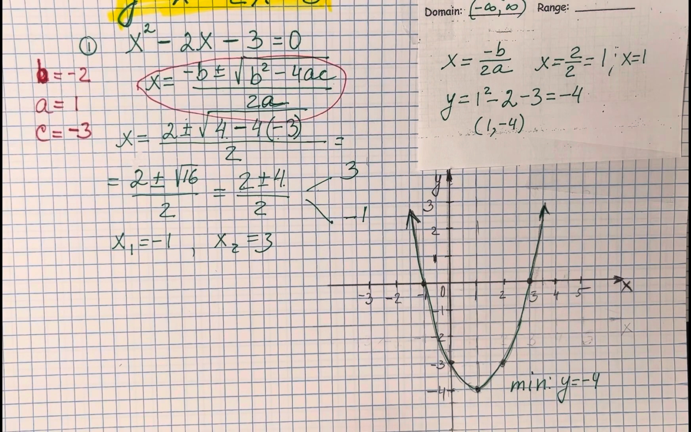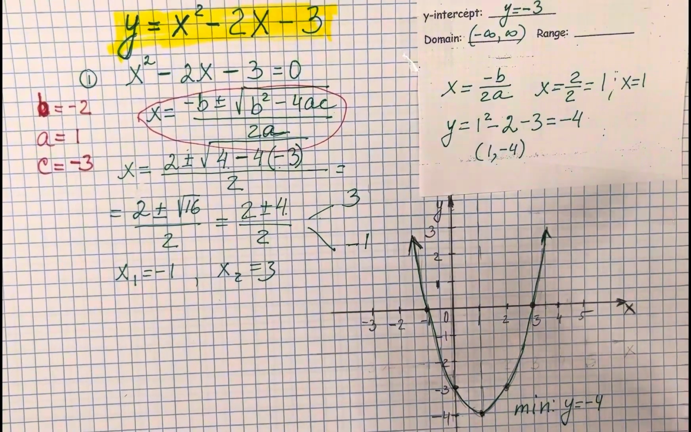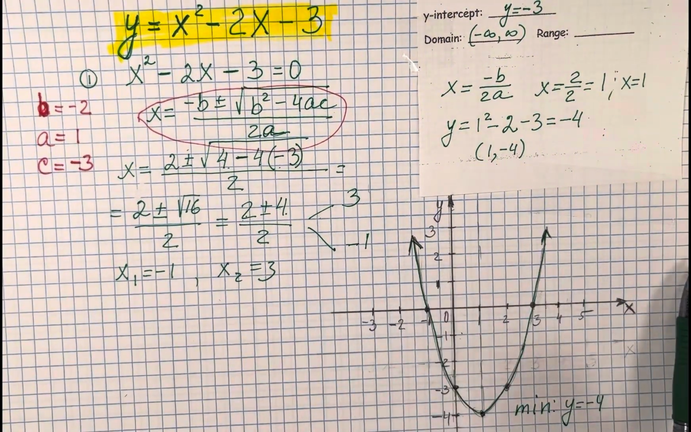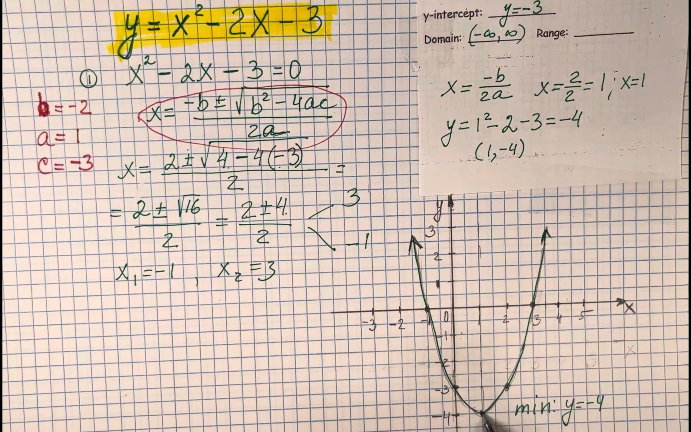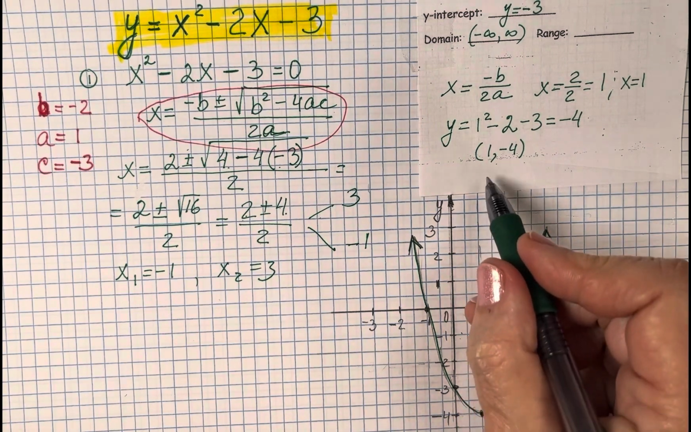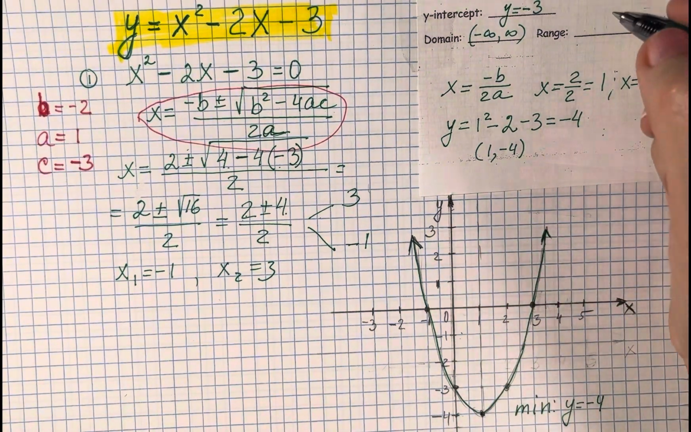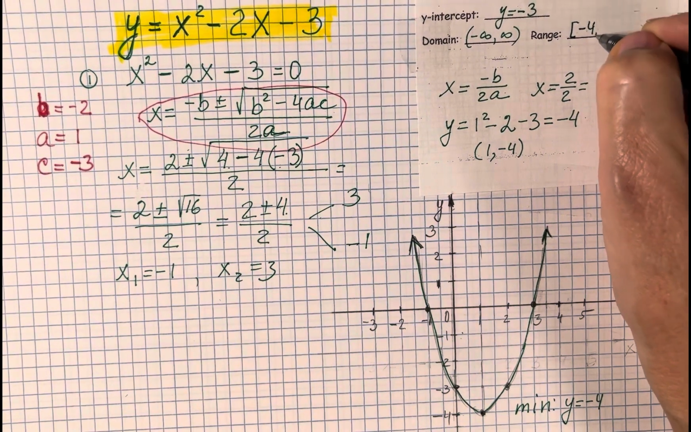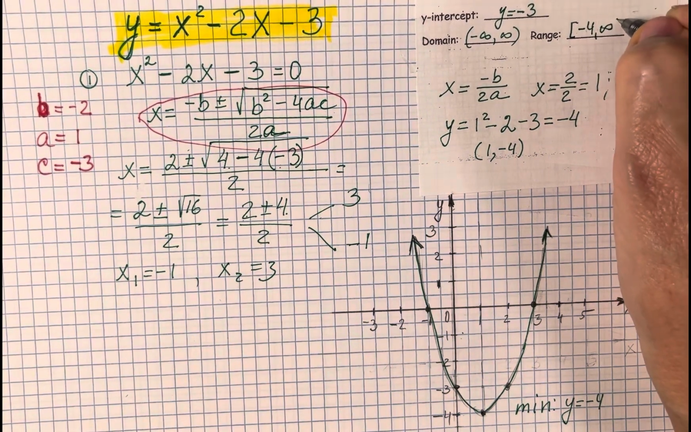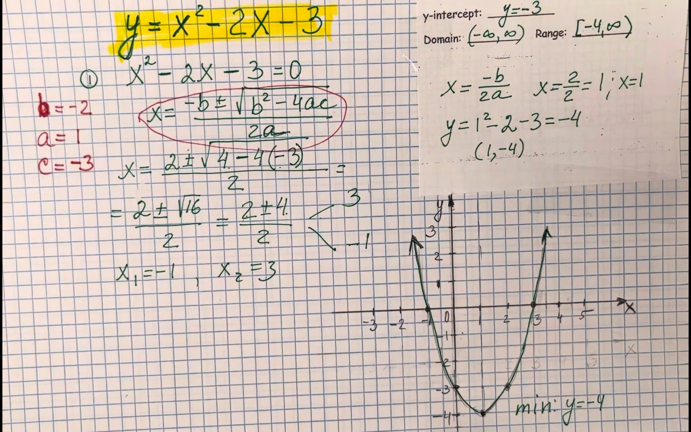The last question we need to answer: what are the domain and range? We were talking about how the domain for any parabola is all real numbers. And for the range, remember, scanning vertically, it starts at -4 and goes up to positive infinity. So we can write -4 to infinity. And we finish this question.